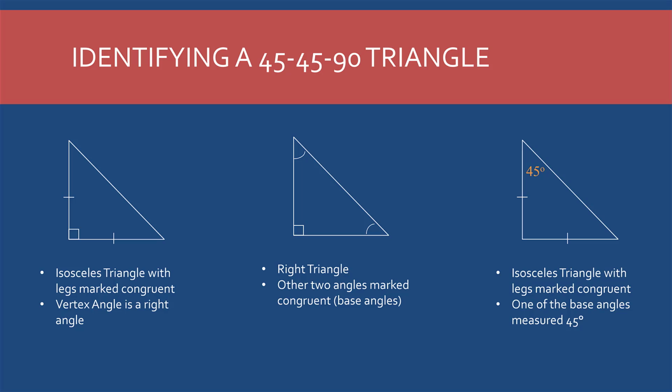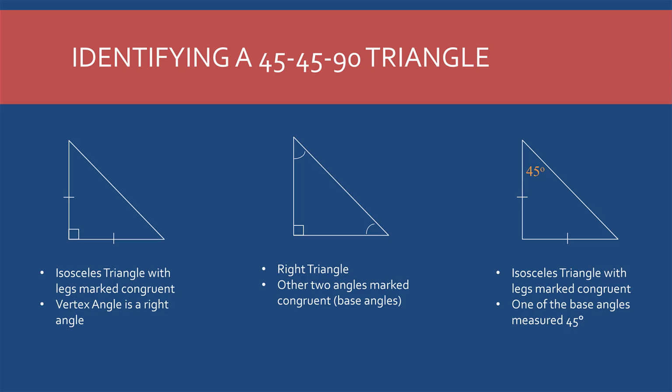The second way that you'll see a diagram for a 45, 45, 90 triangle is marked in the middle. This doesn't mark anything about the side lengths, but it is telling you it's an isosceles triangle because it has those two base angles marked congruent, and then the right angle would be our vertex angle again. And then the third way would be having an isosceles triangle marked with the two congruent legs, and then the 45 degree angle marked on the inside of one of those base angles. So three different ways that you could see a 45, 45, 90 marked.